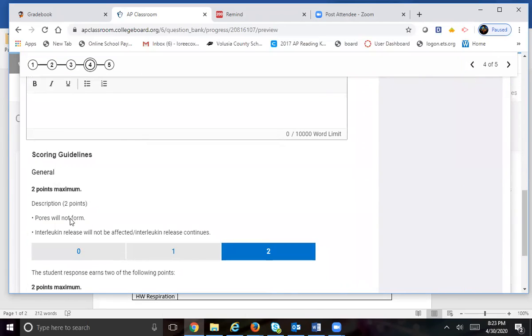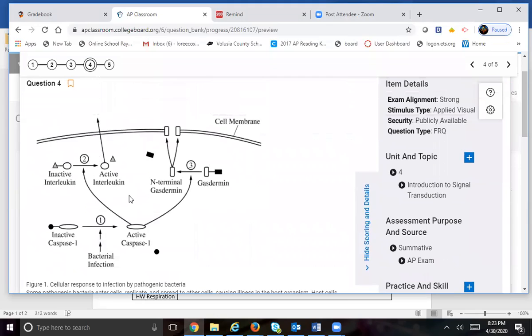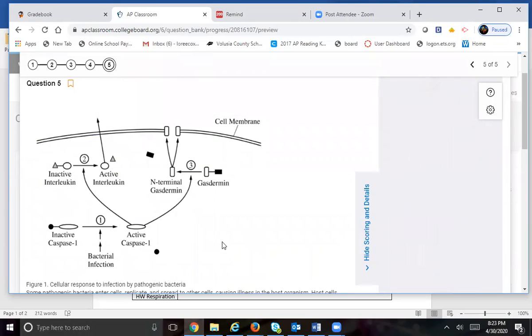I saw a lot of "pores will not form," period. "Interleukin will not be affected." Or "interleukin can't get out." And interleukin is not going out of the pores, interleukin is going out of the membrane. So that part is not affected. All right, question 5.